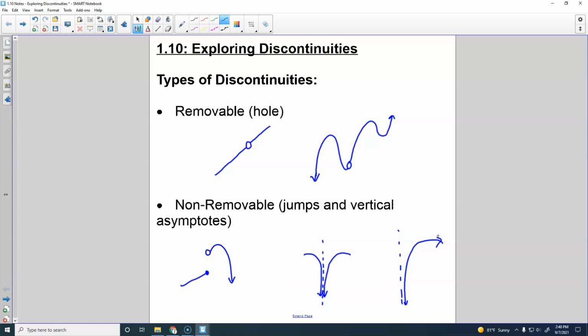Non-removable discontinuities cannot be fixed with a single point. You would have to take a piece of the graph and slide it up or down, or asymptotes really can't. There's nothing you can do with them. The whole point of an asymptote is that it gets closer and closer to a point, but it never touches, right? So these cannot be fixed. All right, questions?